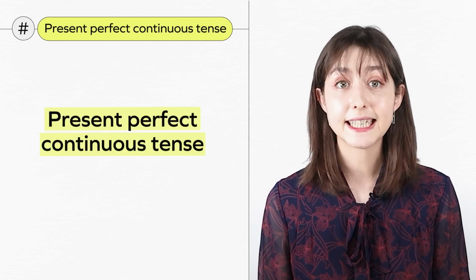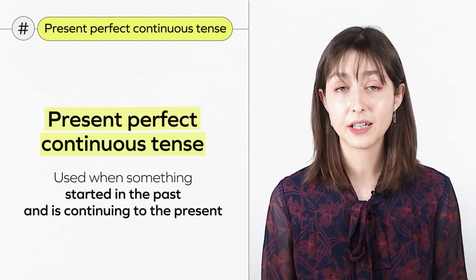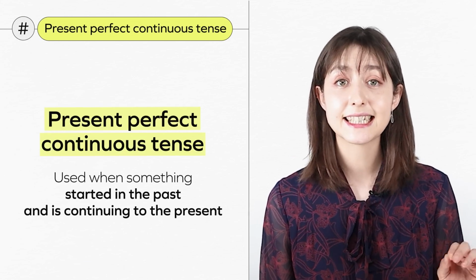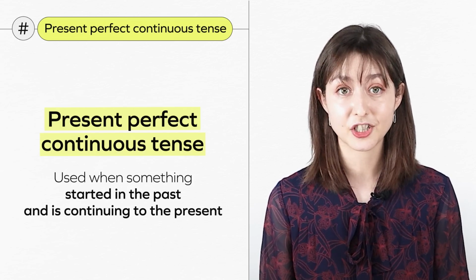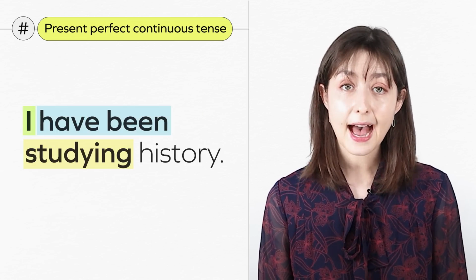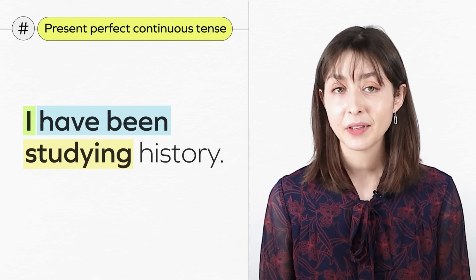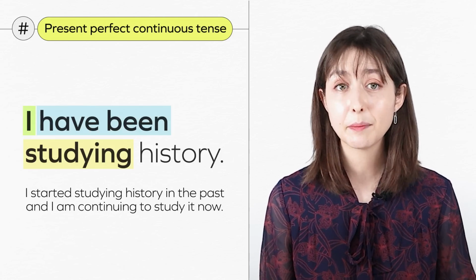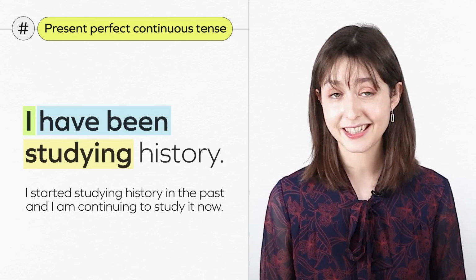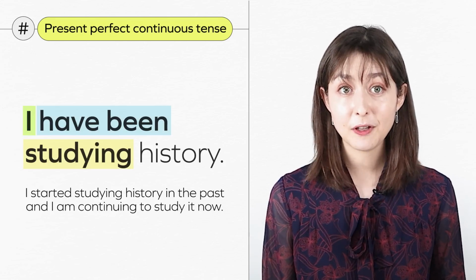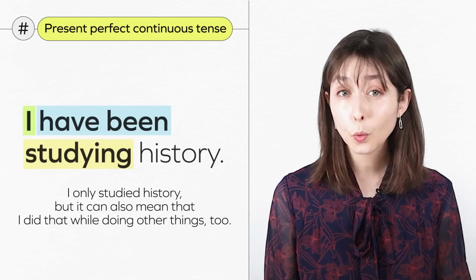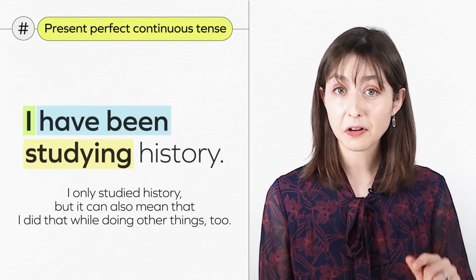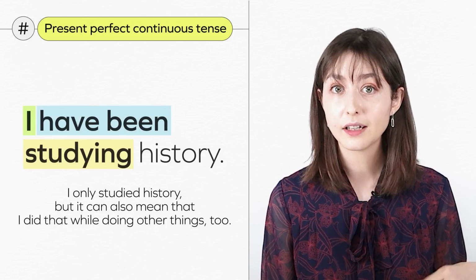The present perfect continuous tense is used when something started in the past and is continuing to the present. It's very useful in daily conversation. For example, I have been studying history. It means I started studying history in the past and I am continuing to study it now. It could be for a very long time or a short time.